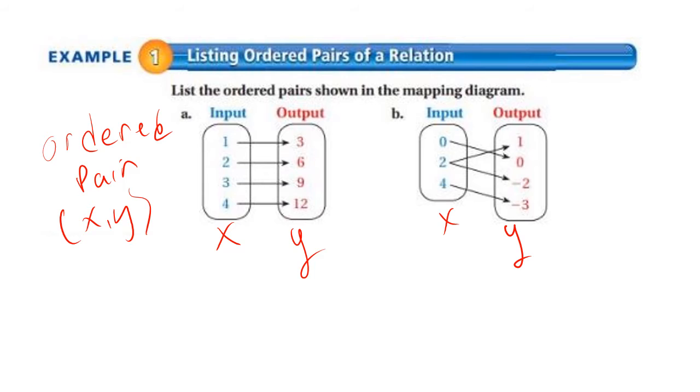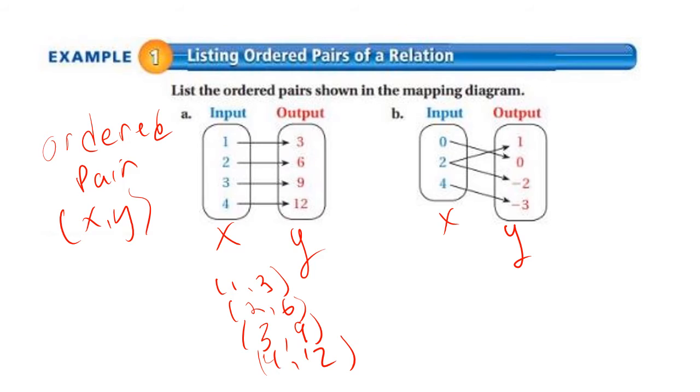The first one maps a 1 to a 3. And the next point would be 2, 6. The third point, yep, you're probably already ahead of me, is 3, 9. And the last one is 4, 12. So that takes care of the first example, letter A.